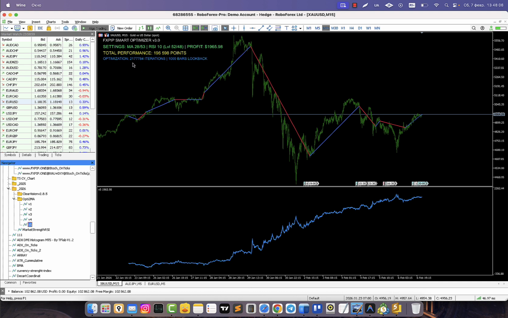He did 2 million tests. 2 million tests. Imagine this, just now in 15 seconds. It's crazy. And 1000 bars look back, and what it did. He says the best EMA for M15 at XAUUSD is fast 28 and 53 is the slow.